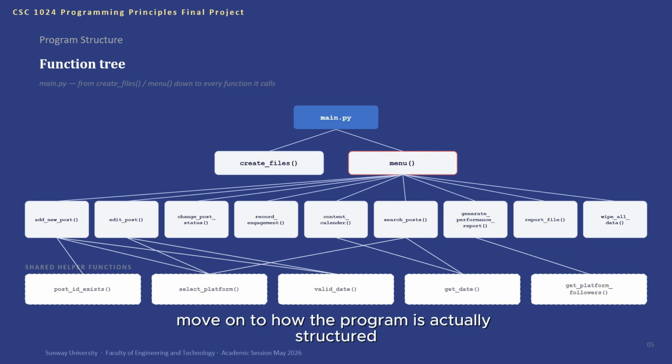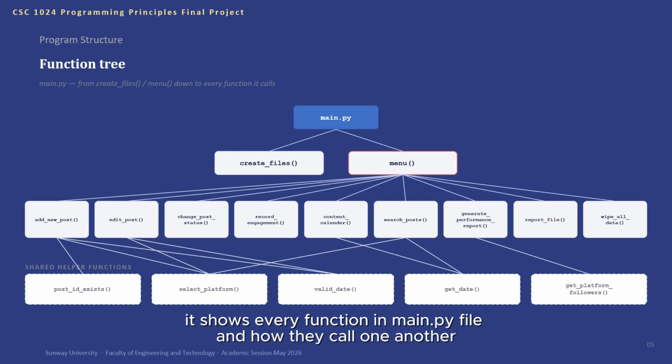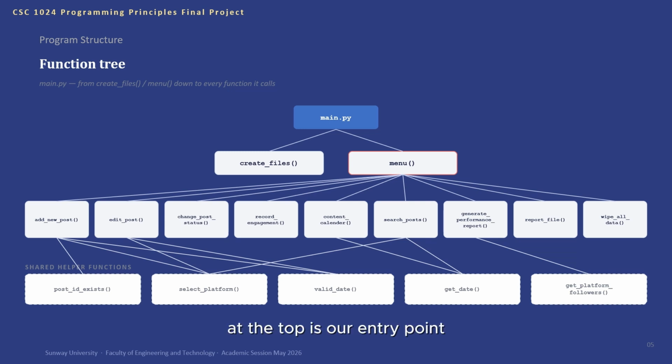Now let's move on to how the program is actually structured underneath the menu. This diagram is a function tree. It shows every function in the main.py file and how they call one another. At the top is our entry point.